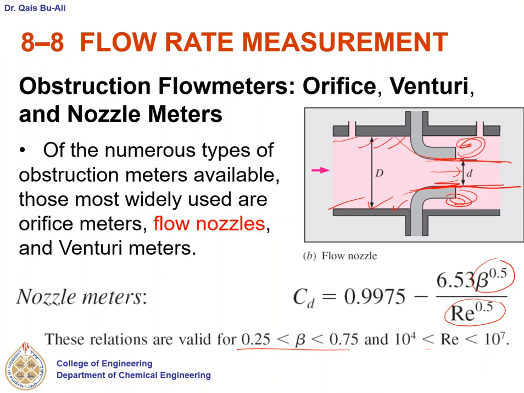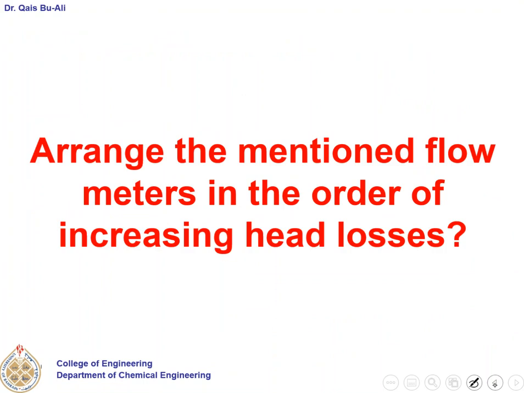And in the orifice, we said we have three types of them. We have the eddies, vena contracta, and the friction, which means I expect that the Venturi will have the lowest losses, then the flow nozzle, and the maximum losses will be in the orifice meter.